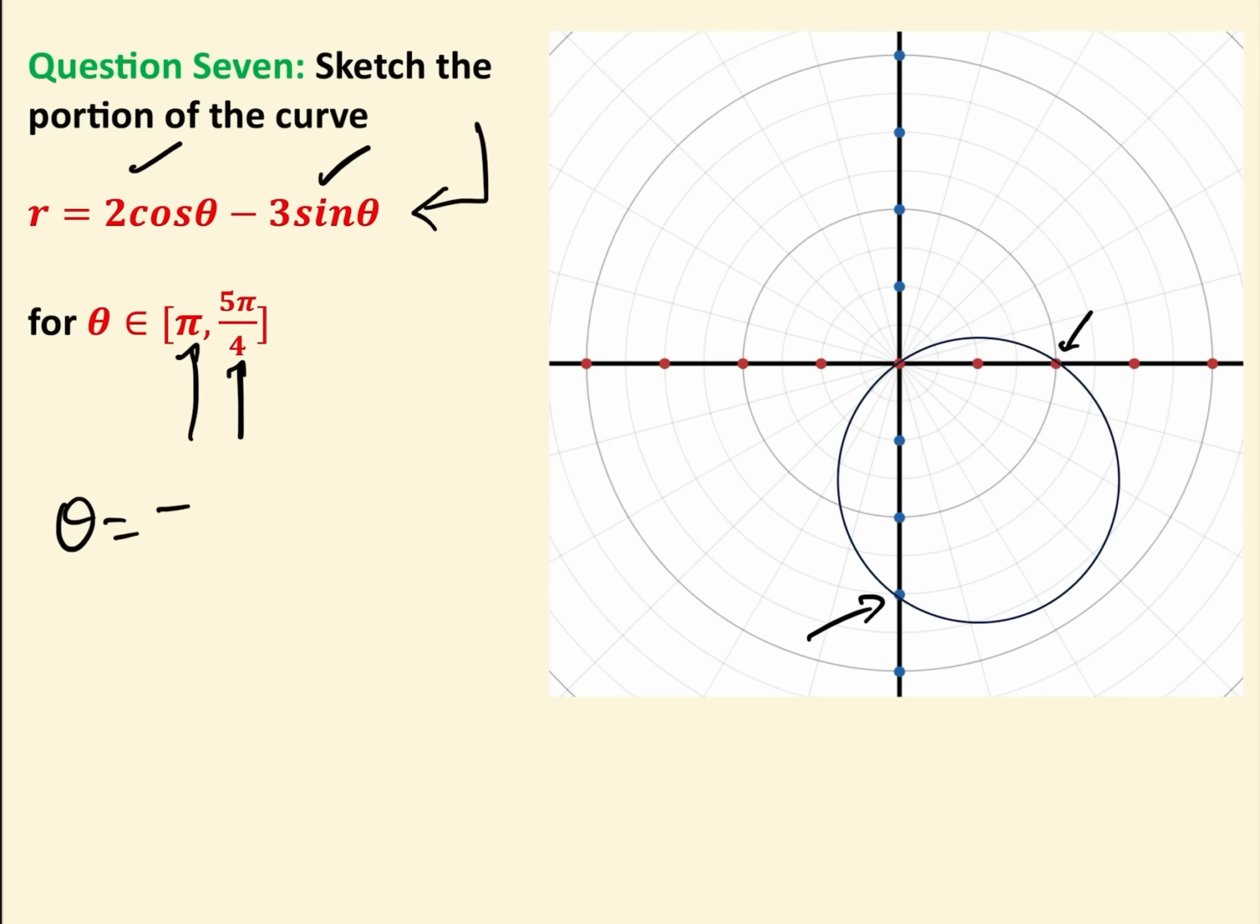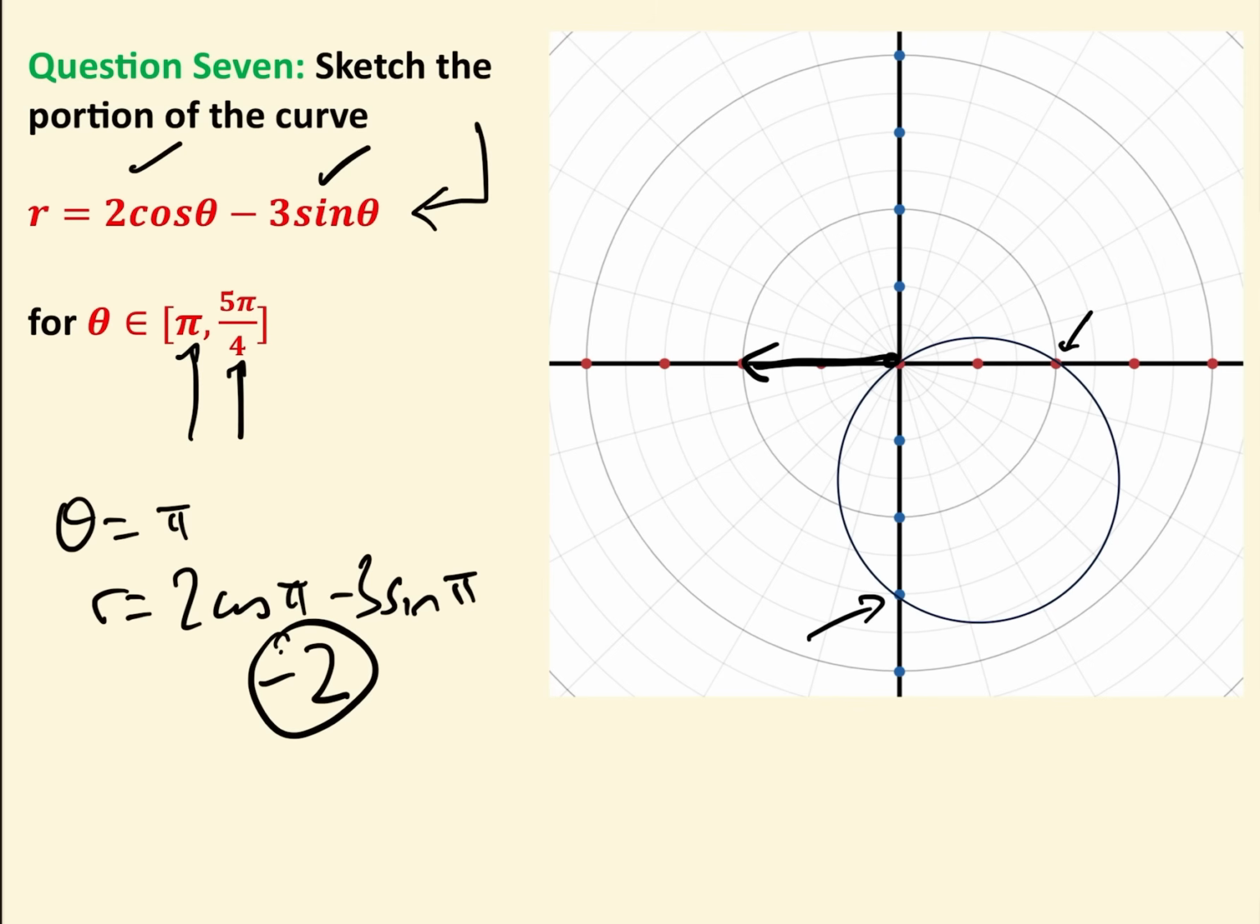Okay, so we need to go from theta equals pi to 5 pi over 4. So when theta is equal to pi, we have r is equal to 2 cos pi minus 3 sine pi, and that equals minus 2. So basically when theta is pi, which is that direction, r is minus 2, which means it goes minus 2 in that direction, i.e. it goes 2 in the opposite direction. So when theta is equal to pi, we are actually at there. That's when theta is equal to pi.